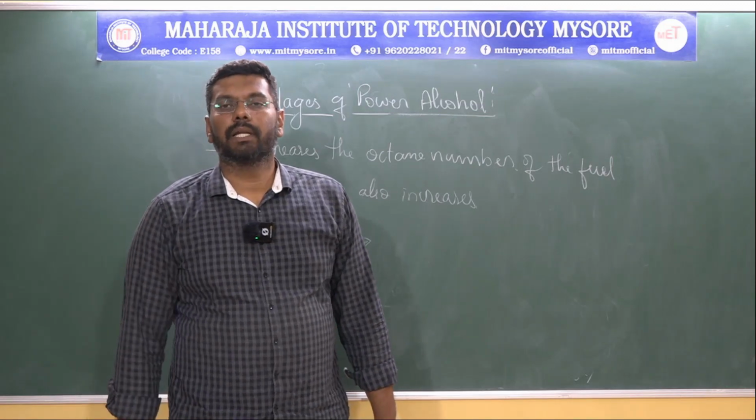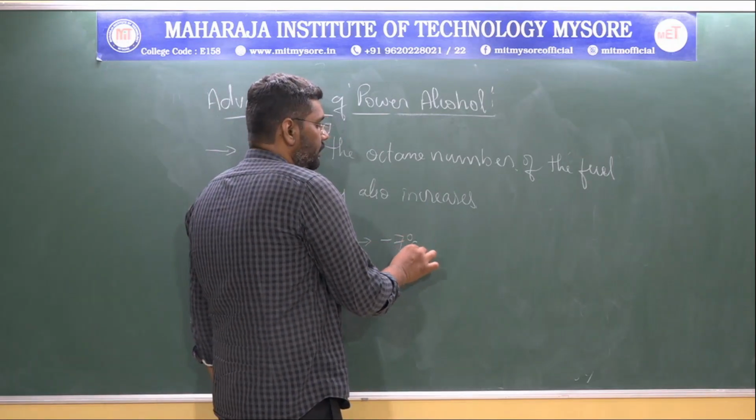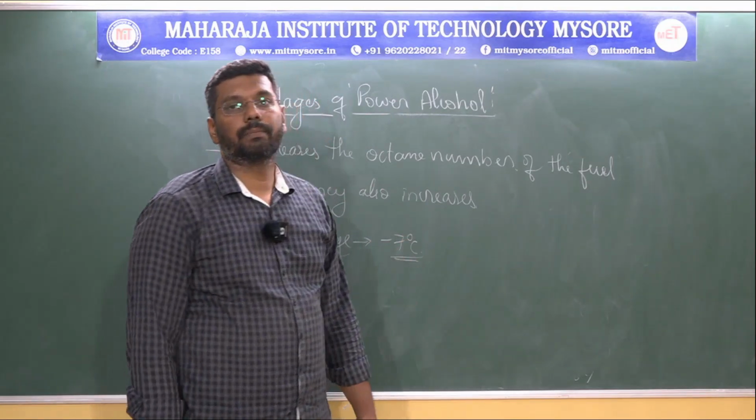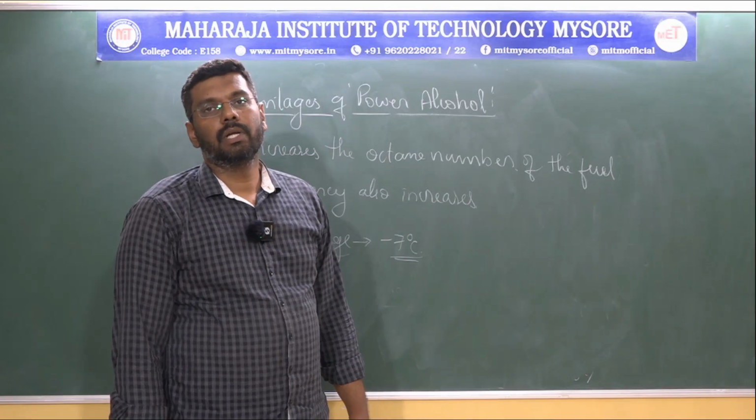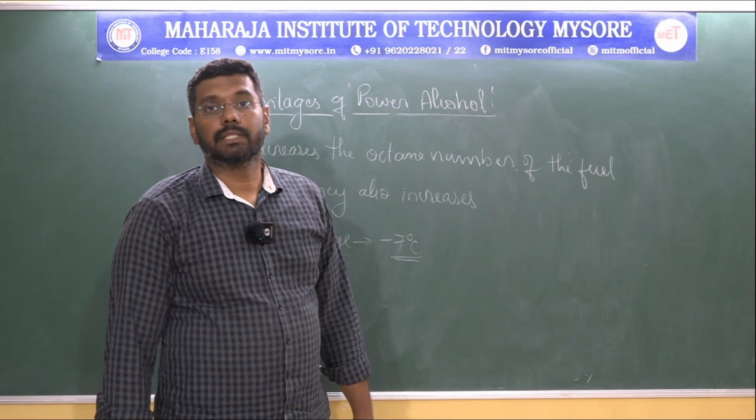For example, the Himalayan ranges, where the temperature will be around -7 degrees centigrade. At this particular temperature, what happens? The petrol and alcohol will get completely separated.